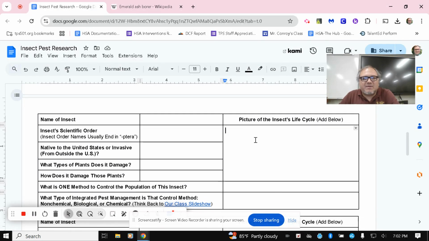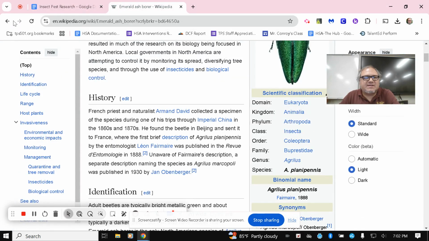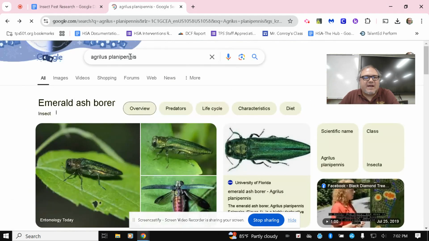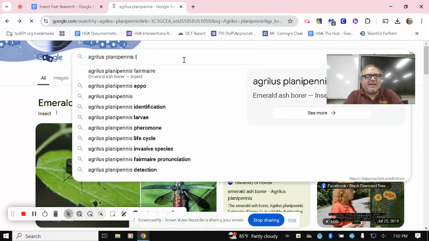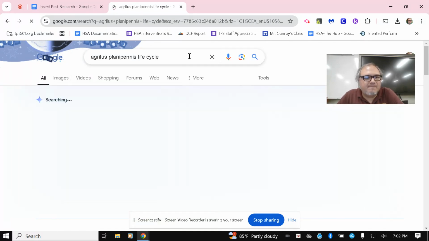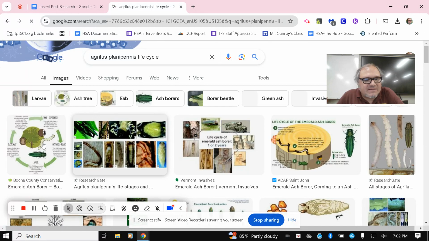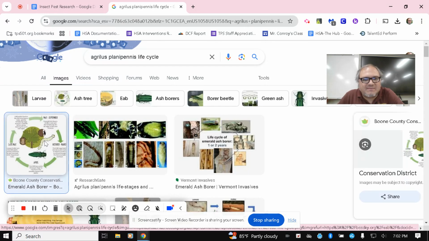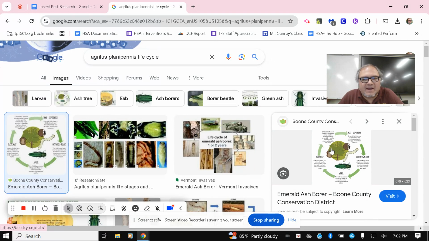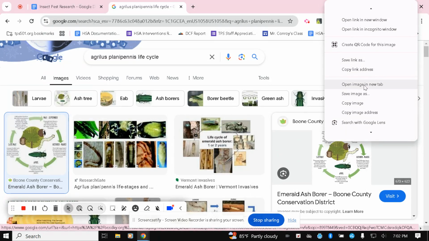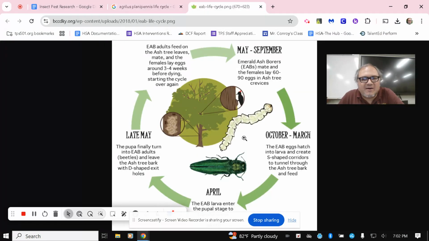So then, again, we want the picture of its life cycle. So just to show an example here with the emerald ash borer, again, I've got its scientific name here, and I'm going to add life cycle. And now I want to look at images. So I'll get several references here. You may very well get something like this, which will be like an infographic from a gardening website. Again, I'm going to right-click this image and try to open the image in a new tab here. So you could get something like this that shows like, oh, here's the larva stage, here's the adult stage. It didn't really show us the egg stage that we were looking for.